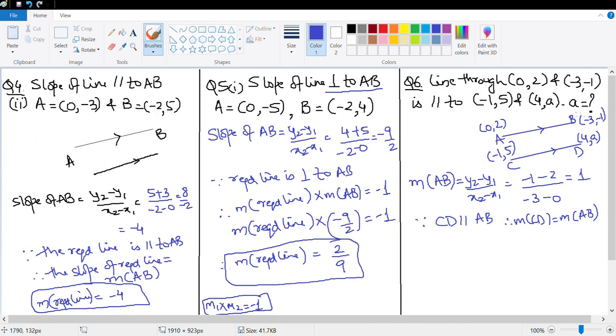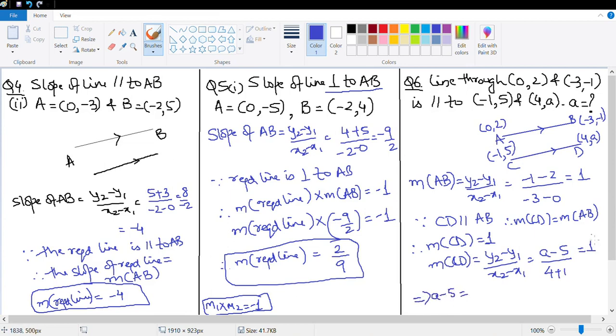So what do we need to calculate? A. Therefore, the slope of CD is equal to 1. Now the slope of CD can be found using the formula y2 minus y1 upon x2 minus x1. For CD, y2 would be A, y1 is 5, x2 is 4, x1 is -1, which means A minus 5 upon 4 plus 1, and this is equal to 1. Let's cross multiply. A minus 5 is equal to 1 into 5, which means 5, which means A is equal to 10. What do they want me to figure out? Find A. Done. A is equal to 10.